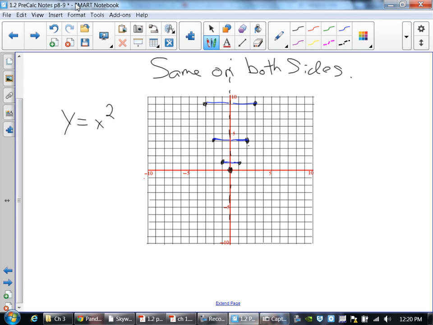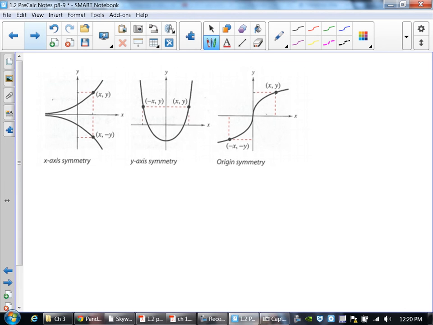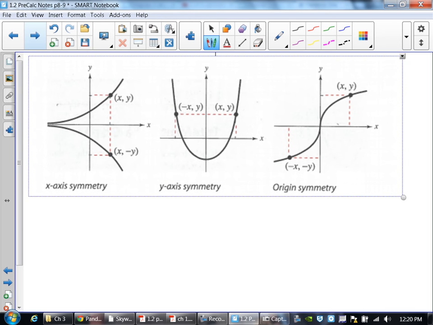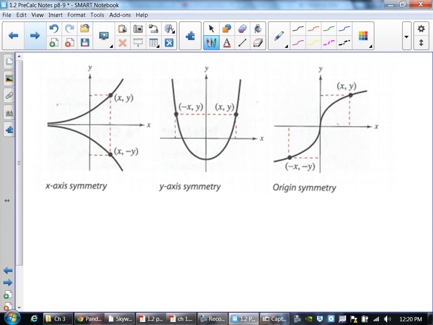Find symmetry without plotting for symmetry. There are simple tests that you can do with ordered pairs or with the actual equation to look for it, and they're really, really easy to use. For example, you have 3 different ways of symmetry that we're going to look at: x-axis symmetry, y-axis symmetry, and symmetry through the origin.